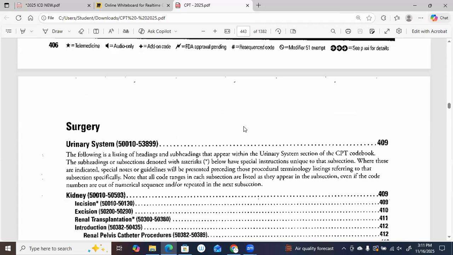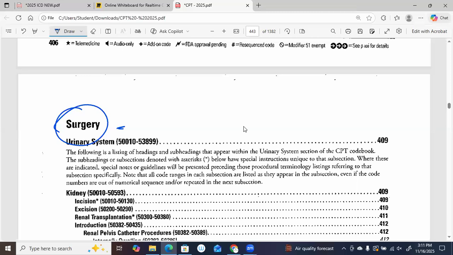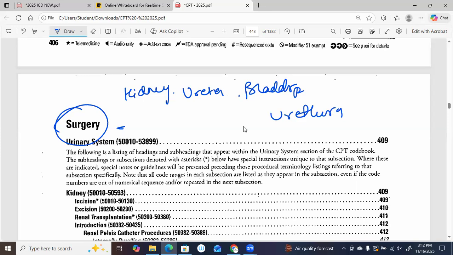Okay. So let's start with the surgery section. We are going to go through the surgeries of the genitourinary section. In the genitourinary section, we get the codes for the procedures performed on the kidney, ureter, bladder, and urethra. So whenever there is a procedure performed directly on the kidney, ureter, bladder, and urethra.